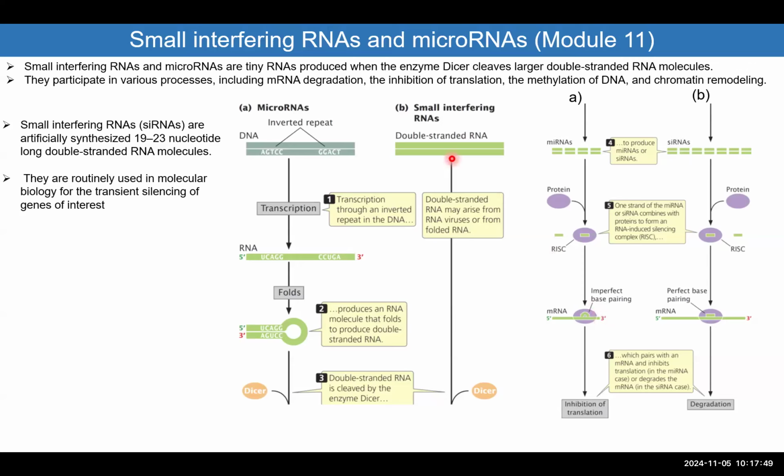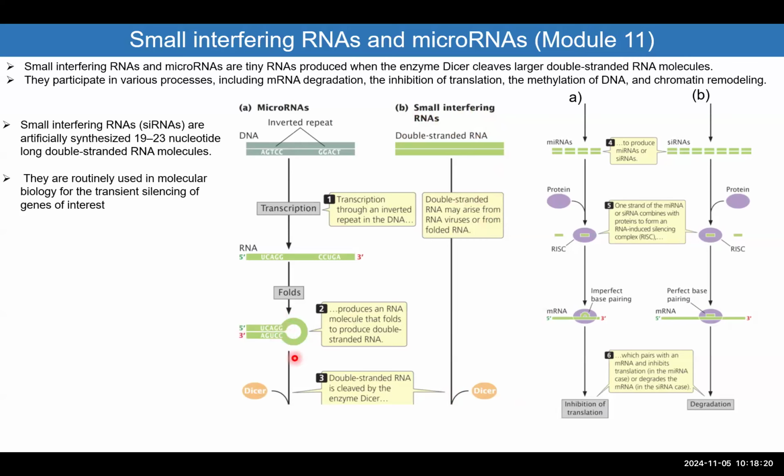Now, the small interfering RNA is very similar to the microRNA, but we don't know the origin of these small interfering RNAs. Some researchers think that it comes from viruses, but these are inserted in the genome. But once we have these double-stranded RNA, the dicer will recognize these double-stranded RNA, as in the same situation with the microRNA here.